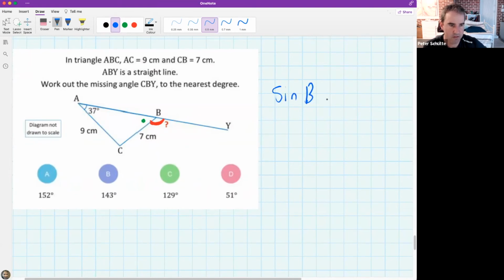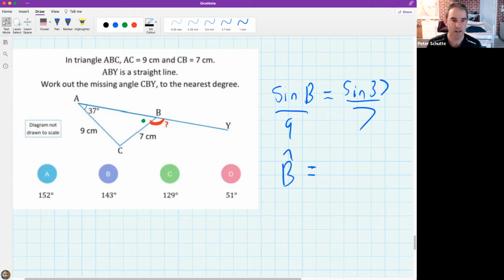So I think sine of b over 9 would be equal to the sine of 37 over 7. And so you would start by trying to find b. But once you've done that, you need to find the thing next door. Would anybody like to come online and just give us a little hint here? So how are you going to go about getting to your answer?